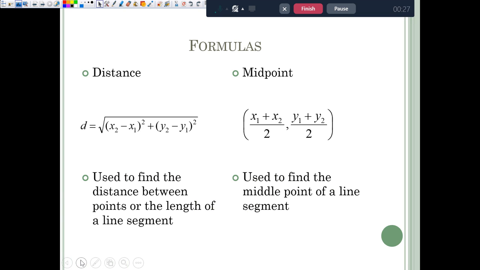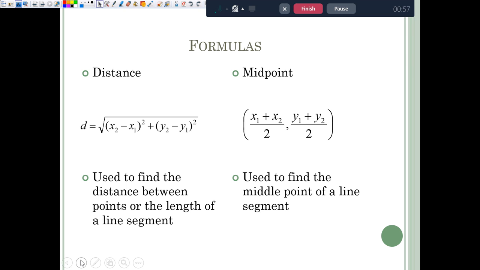So our distance formula is the square root of x2 minus x1 squared plus y2 minus y1 squared. This is used to find the distance between, or the length of, a line segment. It doesn't matter which value is x1 and x2, the only thing that matters is that they match the ones that are over here. Okay, so they're going to be giving you an ordered pair.